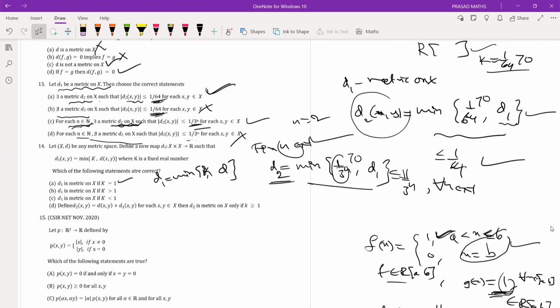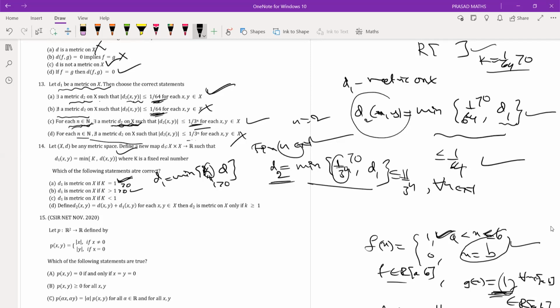If k equals 1, is it a metric? Yes. If k equals 1, k is positive, therefore it is a metric. Second answer. It is positive, therefore it is a metric. So d1 is a metric if k is bigger than 0. If k is bigger than 1, automatically positive. Therefore k positive means automatically it is a metric. Yes or no? Yes.